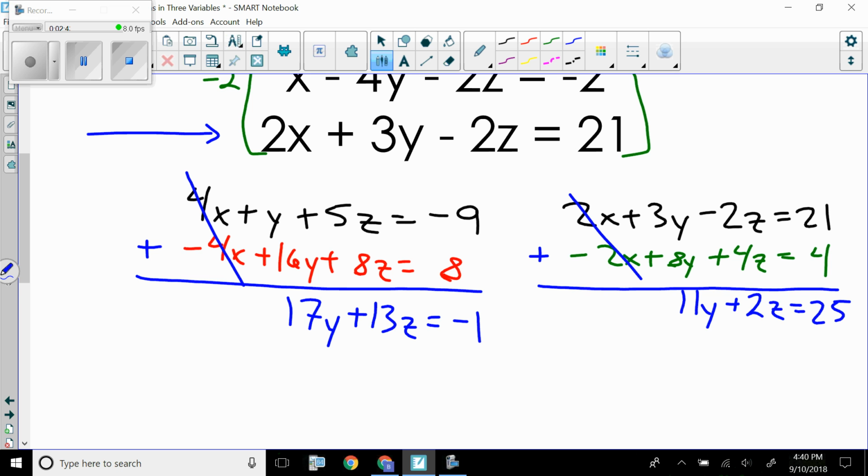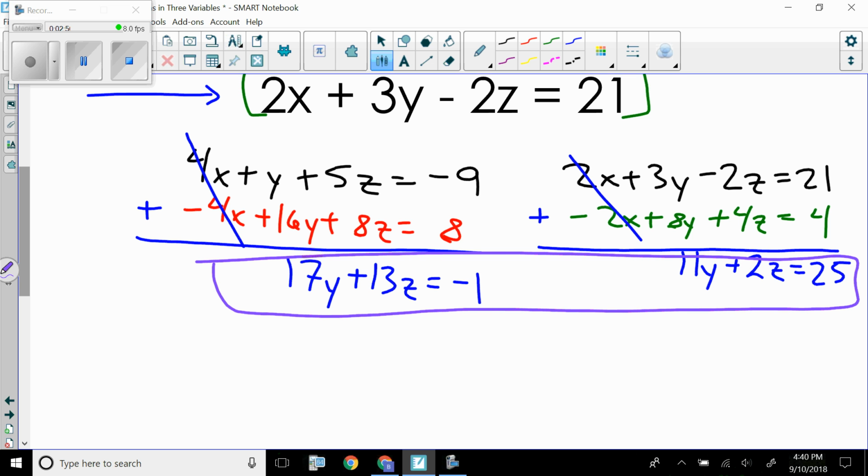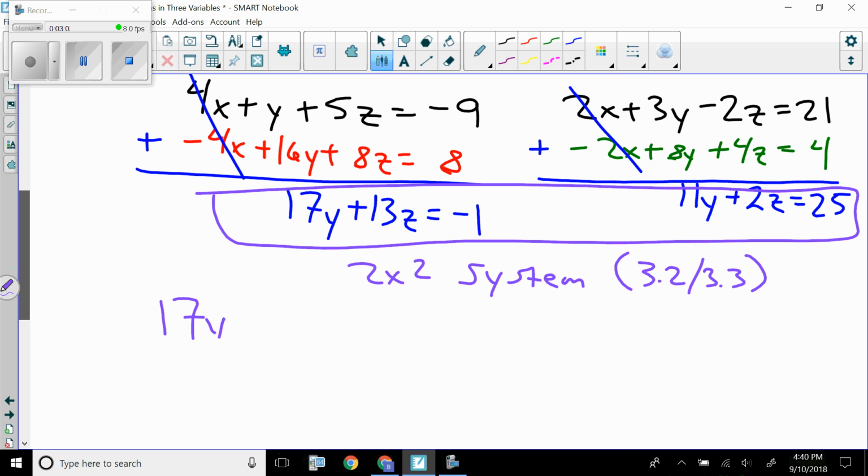Next, I have a 2x2. This right here, remember, is a 2x2 system. This is going back to 3.2 and 3.3. I just need to solve this using the same methods we've been using before. And I think I'll rewrite it down here just to make it a little easier to see. 17y plus 13z equals -1, and I have 11y plus 2z equals 25.